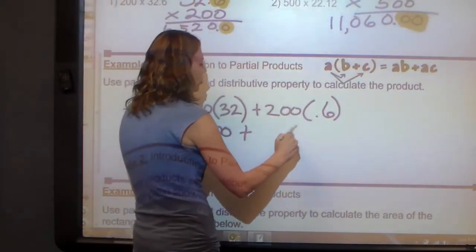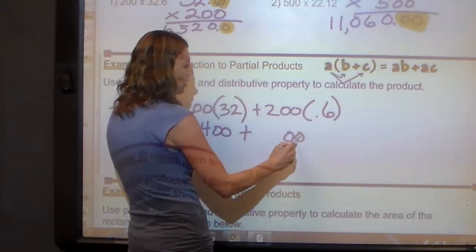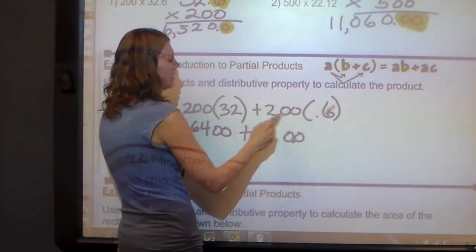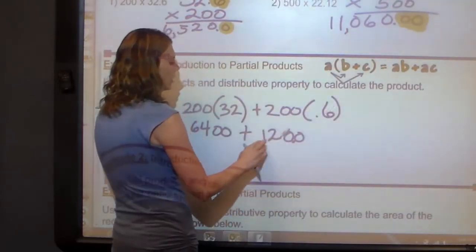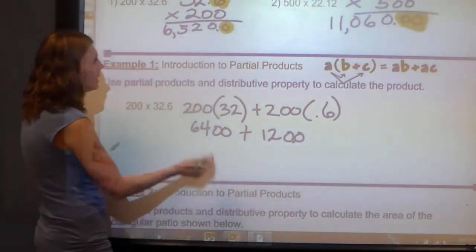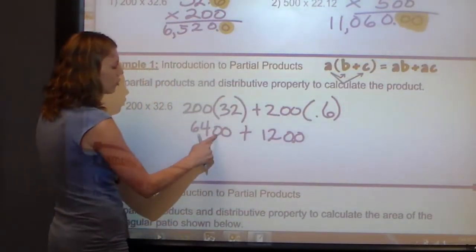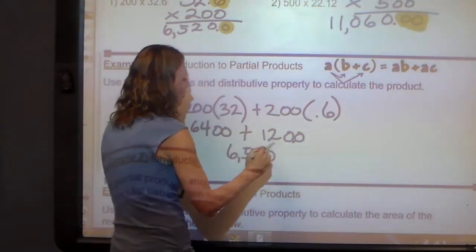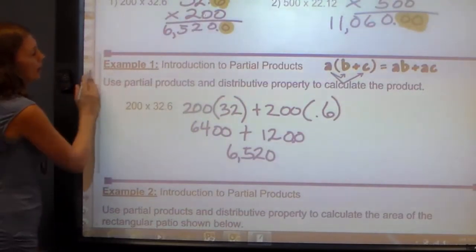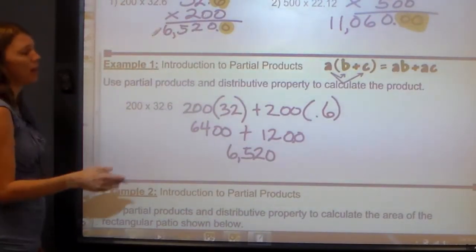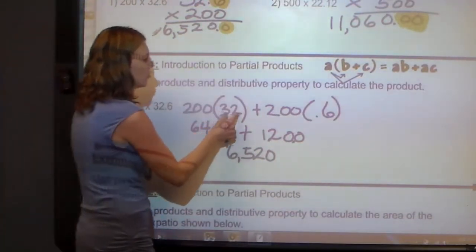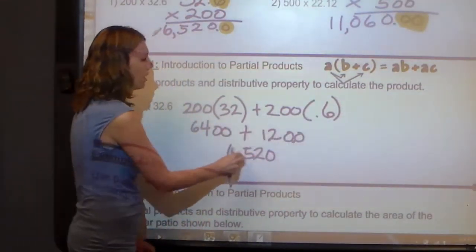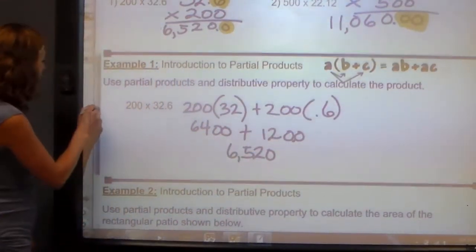And for this one, I have 2 zeros here, but because of my decimal point, I'm actually going to take one of the zeros off because that's 6/10. 6 times 2 is 12. So instead of 1,200, it will be 120. And when I add 120 plus 6,400, I'm going to get 6,520. And as you can see, if you look back up, that is the same answer that we had when we multiplied 32 and 6/10 all together. So if you separate them, it might make it easier to do the math more mentally, and then you can combine your numbers.